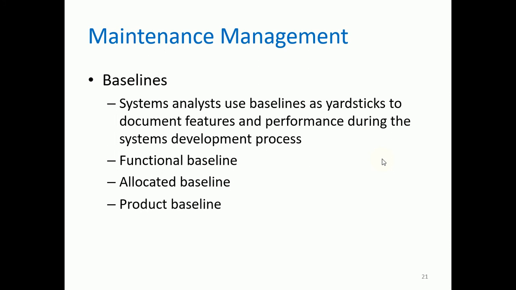Whereas the allocated baseline documents the system at the end of the design phase and identifies any changes since the functional baseline. So the allocated baseline is the baseline at the end of the design phase, and it also identifies any change from the functional baseline. And then last but not least, we have the product baseline. It describes the system at the beginning of system operation.